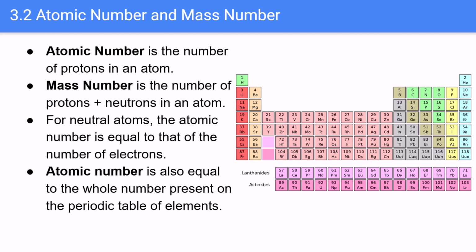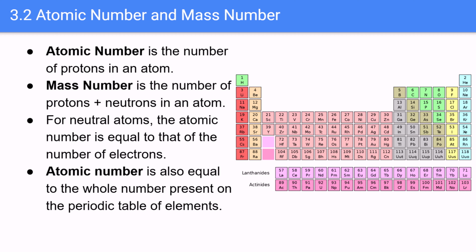The first thing I want to talk about is what is called the atomic number. The atomic number is the number of protons that are present in an atom. It is also the very large number at the very top of each individual element on the periodic table. So for example, the atomic number of hydrogen is 1. That means that hydrogen contains 1 proton. The atomic number for helium is 2. That means that helium contains 2 protons. 3 for lithium, 4 for beryllium, etc.